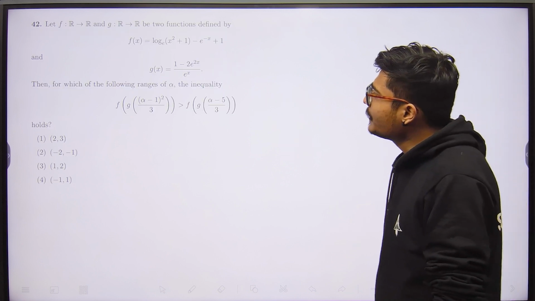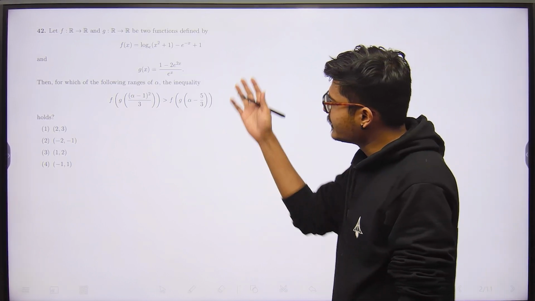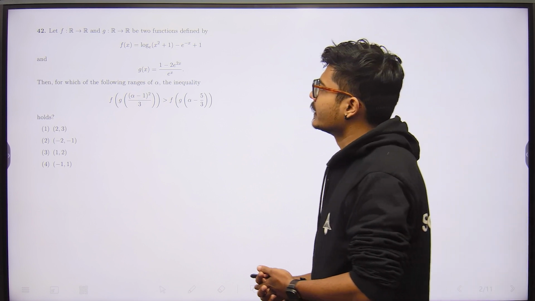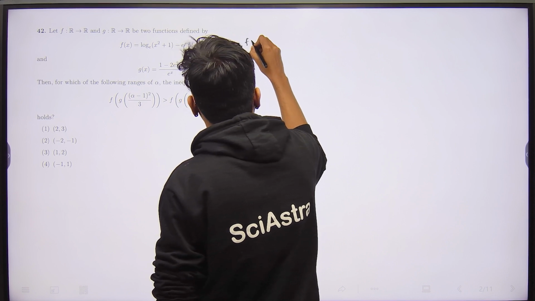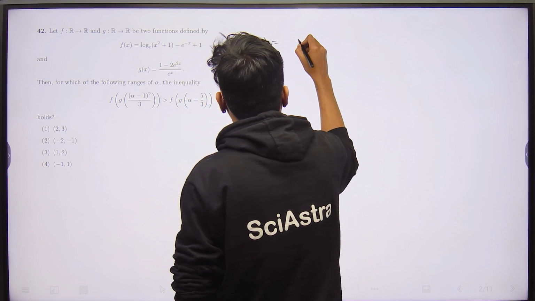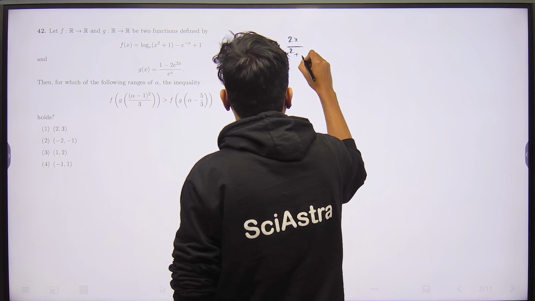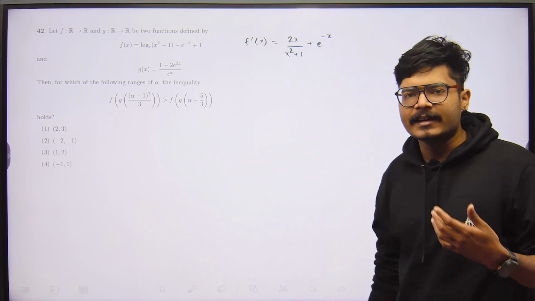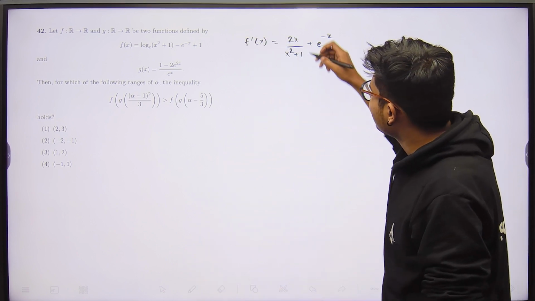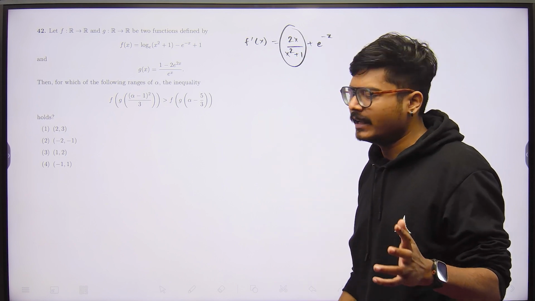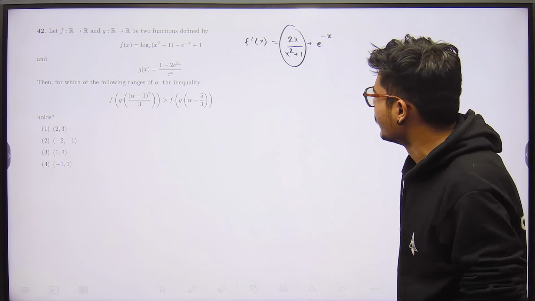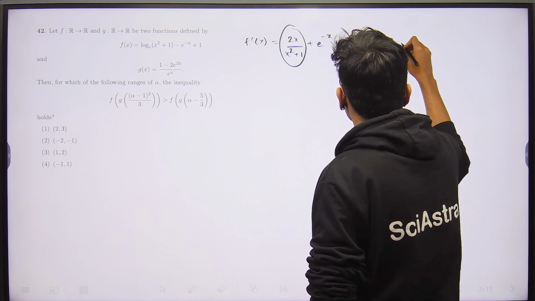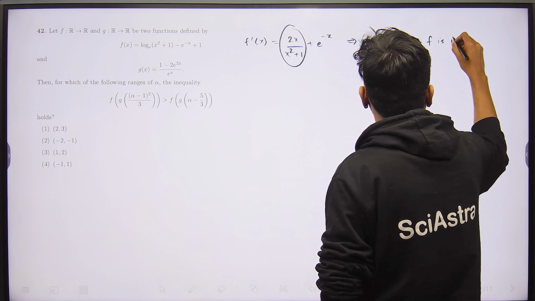Cool. Coming to the next question, let f and g be two functions defined as follows. Then the question is, for which of the following ranges of alpha is this following inequality true? Okay, so first of all, if I look at f prime x, what will it be? This will turn out to be 2x divided by x square plus 1 minus e to the power minus x. Now e to the power minus x is greater than or equal to 1 for every value of x, right? Which means, because this quantity is less than or equal to 1 by AM-GM, or just squares are non-negative, you can say from there as well, we can say that this implies f prime x is always going to be positive. That is, f is increasing, okay?